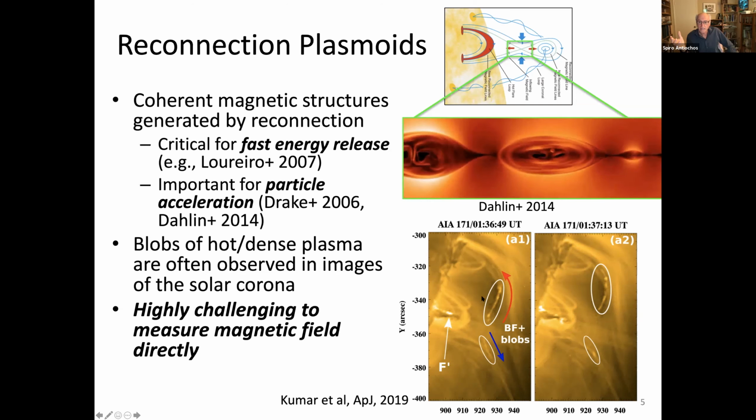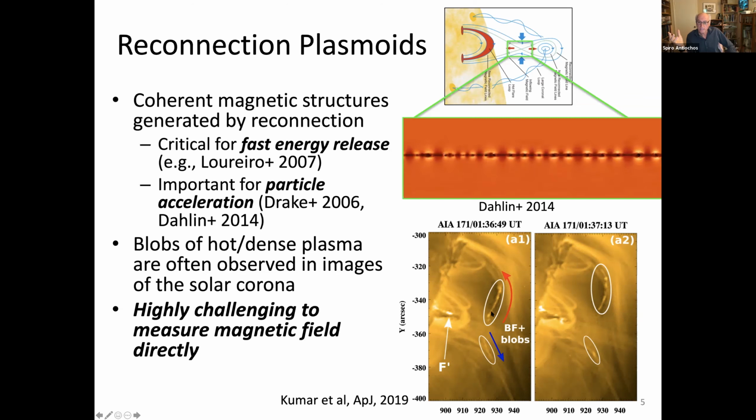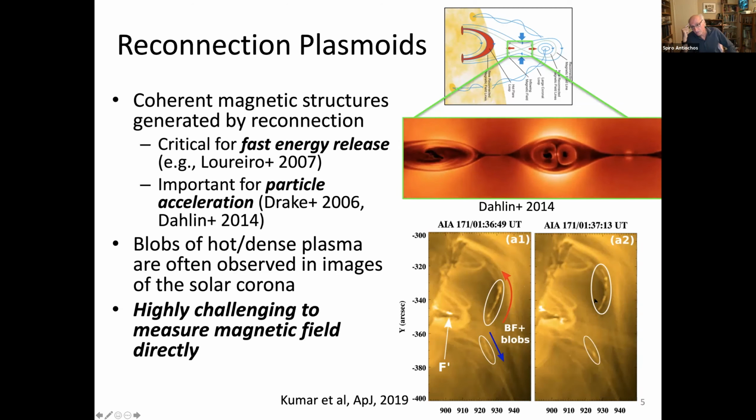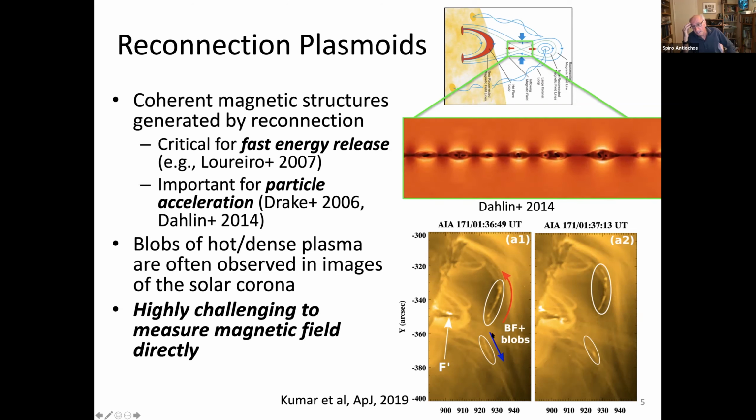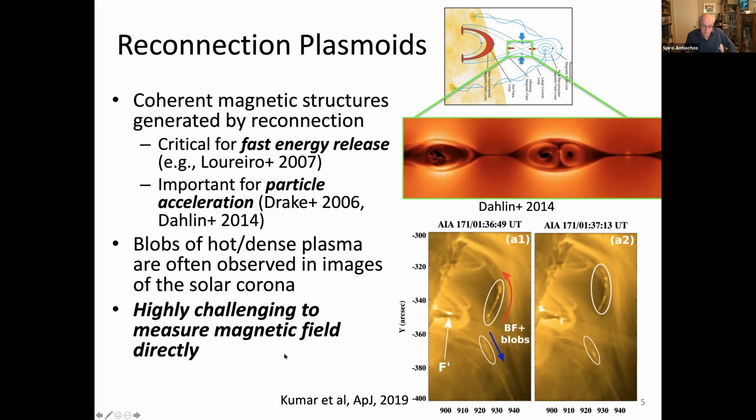appear in reconnection. And here are some observations by Pankaj Kumar, where he seems to see plasmoids in this jet reconnection, so-called breakout jets. Now, these blobs here, Pankaj deduces they are islands because they're in the right location and they have the right motion to correspond to ejection outwards from the reconnection point. But you cannot see the magnetic field directly. You can only deduce that these things are plasmoids. So it's not definitive observations. It's just very suggestive, since we cannot measure the magnetic field directly. So we need to use simulations to try to understand what's going on.